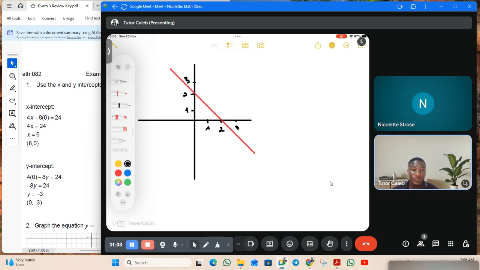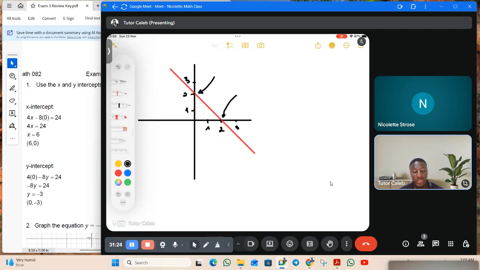This is the first intercept here, and this is the second intercept here. The first intercept is at 2 on the y-axis, and on the x-axis, the second intercept is also at 2, right?